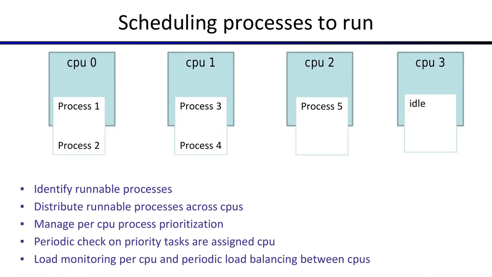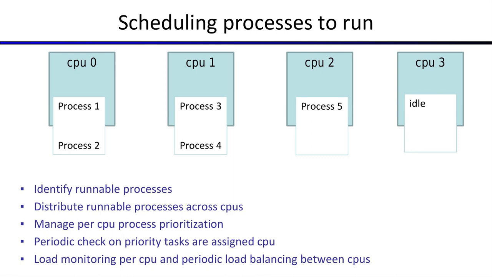Let us look at this problem a little bit in more detail. So you have 4 CPUs, let us say, and you still have n number of processes. And out of those n number of processes, you first need to identify which processes are even runnable, because not every process wants a CPU. So which ones actually do want a CPU at that moment in time, you should be able to identify. Then, because you have more than one CPU, and assume that all CPUs are equal as far as the process is concerned, you have to be able to distribute the runnable processes across the CPUs.